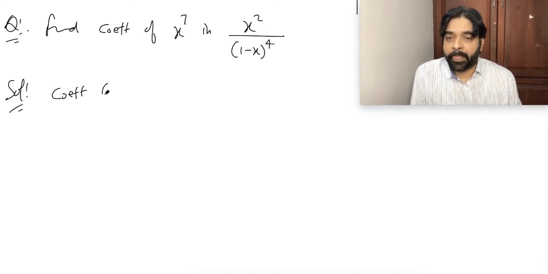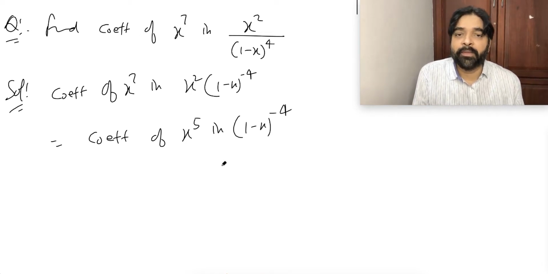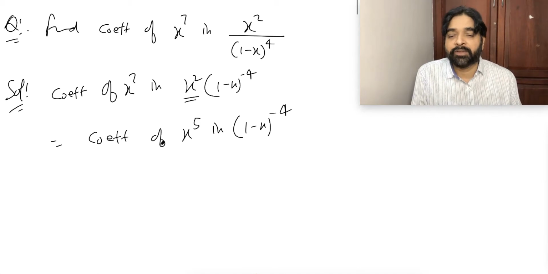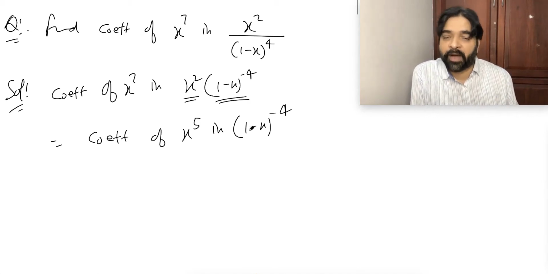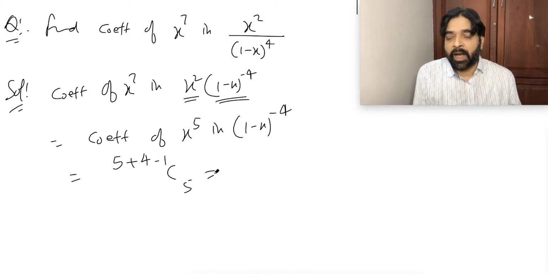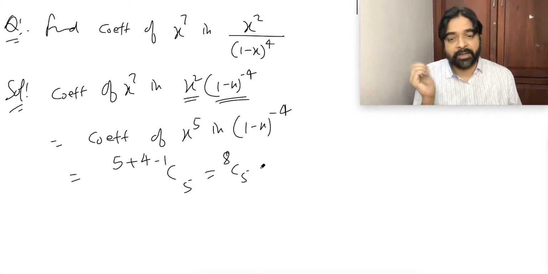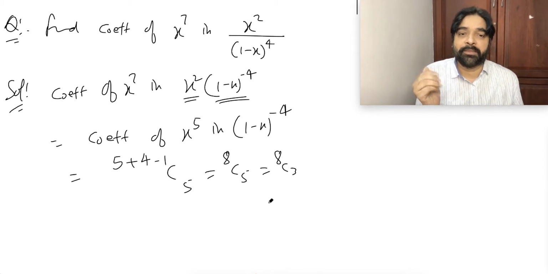Coefficient of x power 7 in x square into 1 minus x power minus 4 will be equal to coefficient of x power 5 in 1 minus x power minus 4. All of you able to understand? Because there is the x square, this should give you x power 5 only. So that is the direct formula, 5 plus 4 minus 1 C 5, or you can say 9 minus 1, that becomes 8C5, or you can say 8C3, whatever you want to say, both are the same thing.